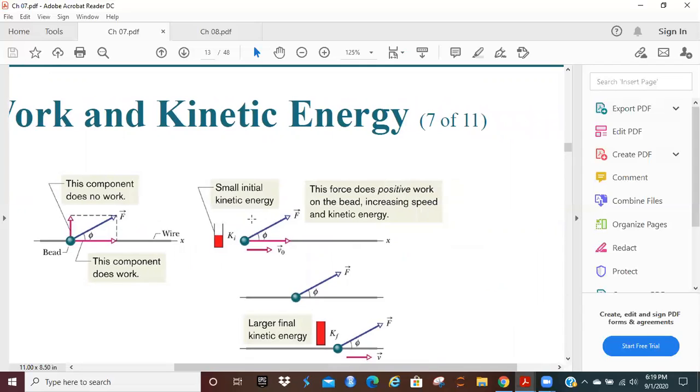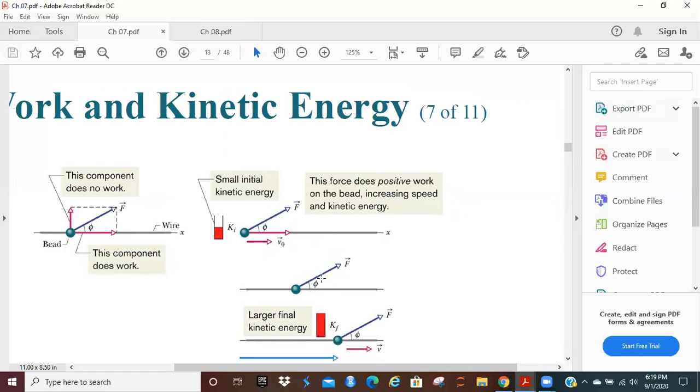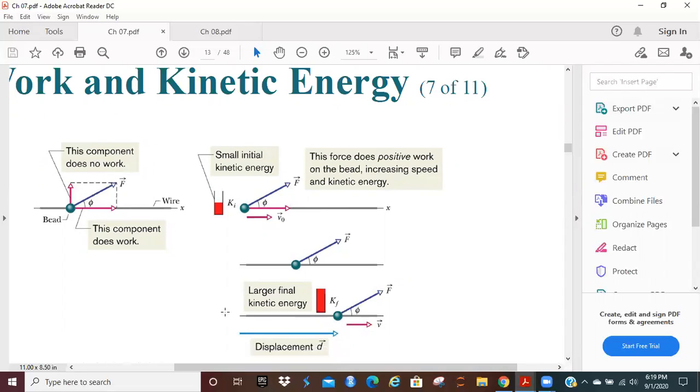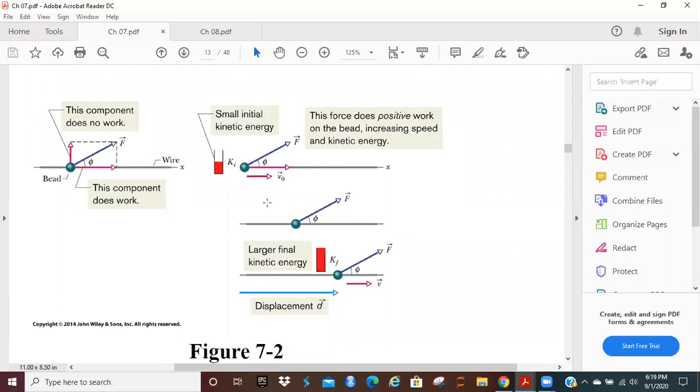So the bead starts out here with a small amount of initial kinetic energy, and this force does positive work on the bead, increasing its speed and kinetic energy. So it's adding to the kinetic energy of this particular bead. And we can see that as it moves through here. As the bead moves along, it's got a velocity that's greater than what it started out with, which means it's got a larger final kinetic energy. And as it moves from here over to here, this is going to be considered the displacement.